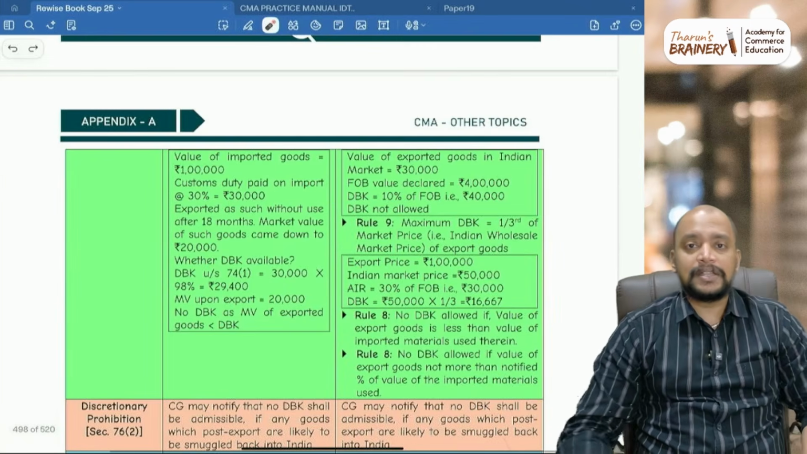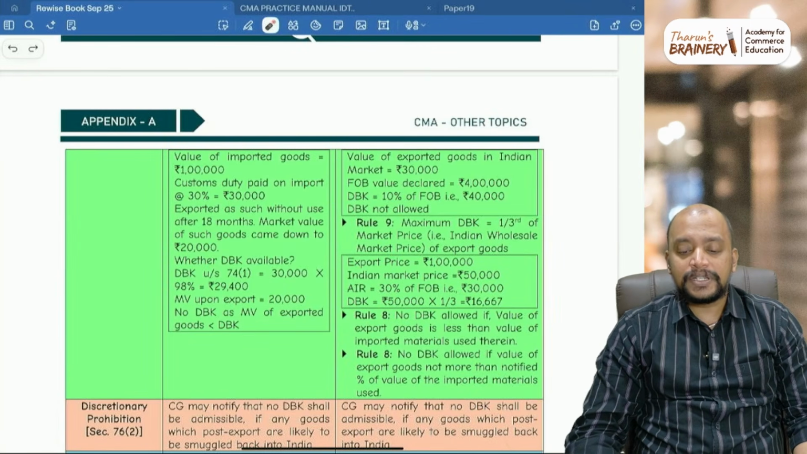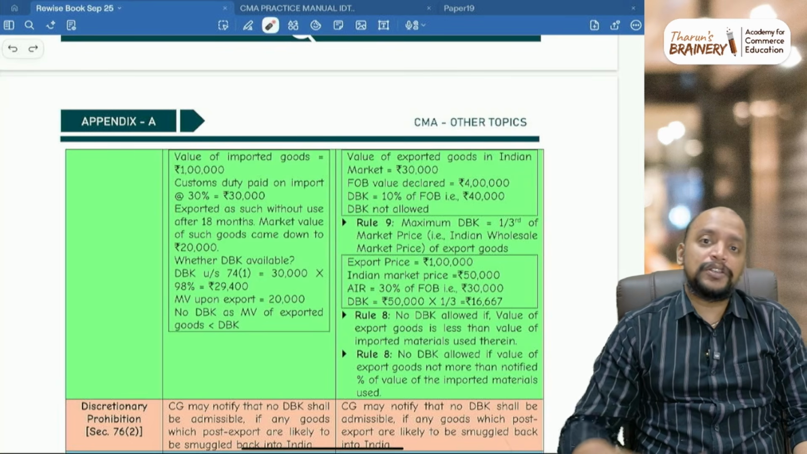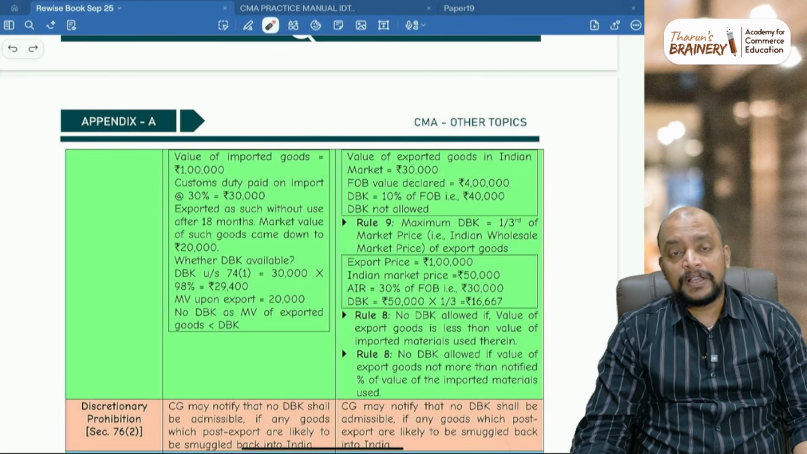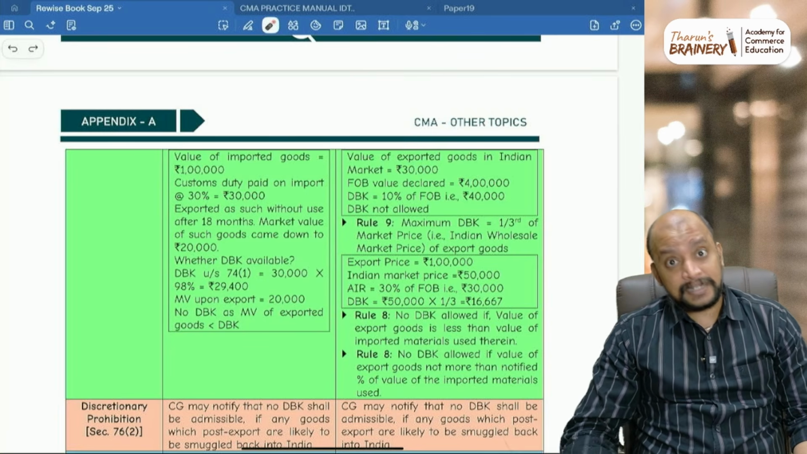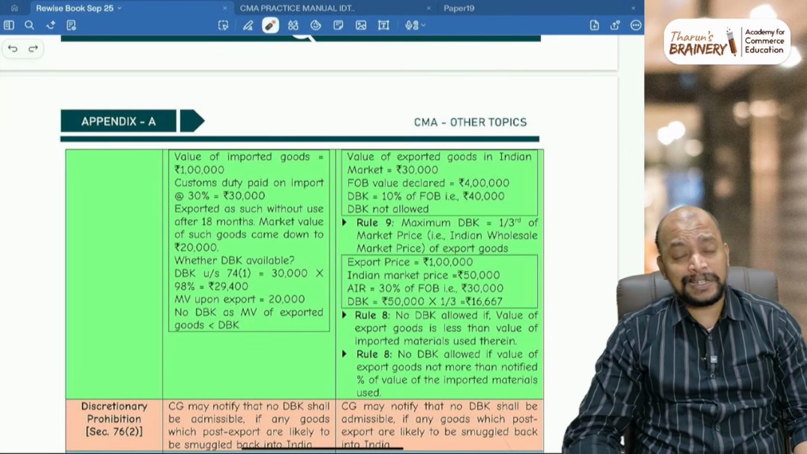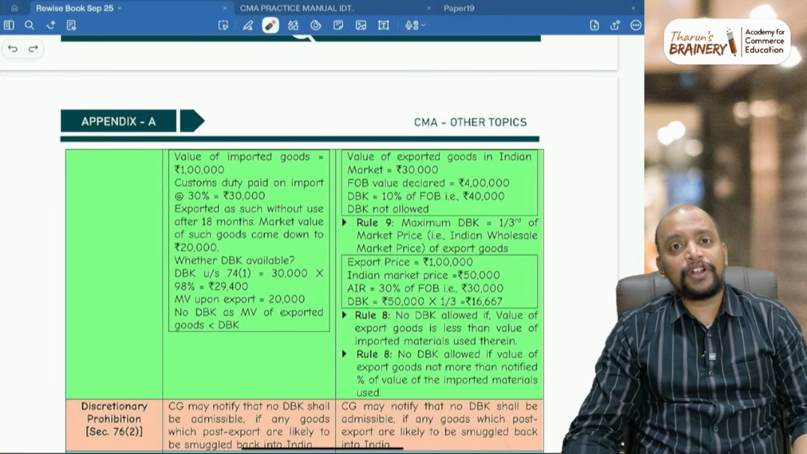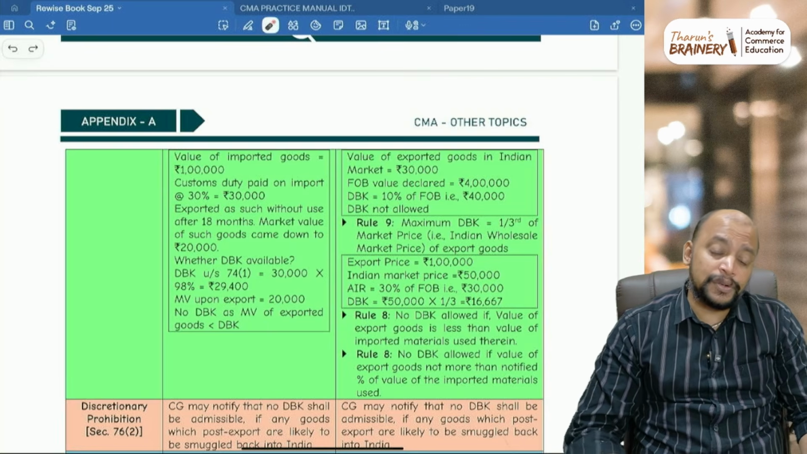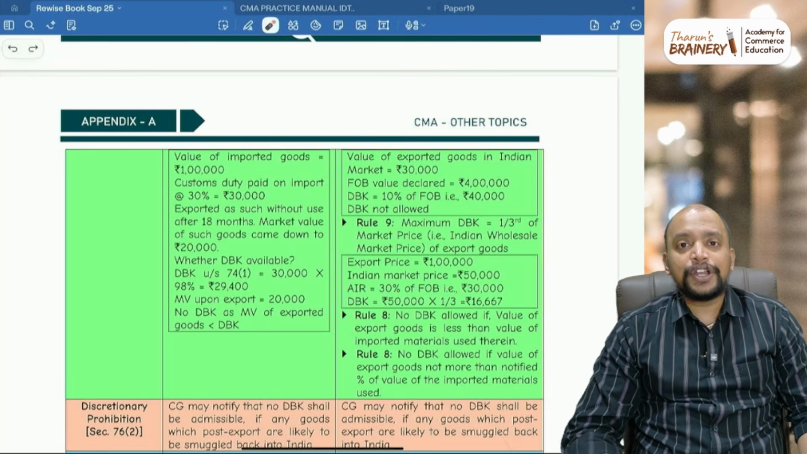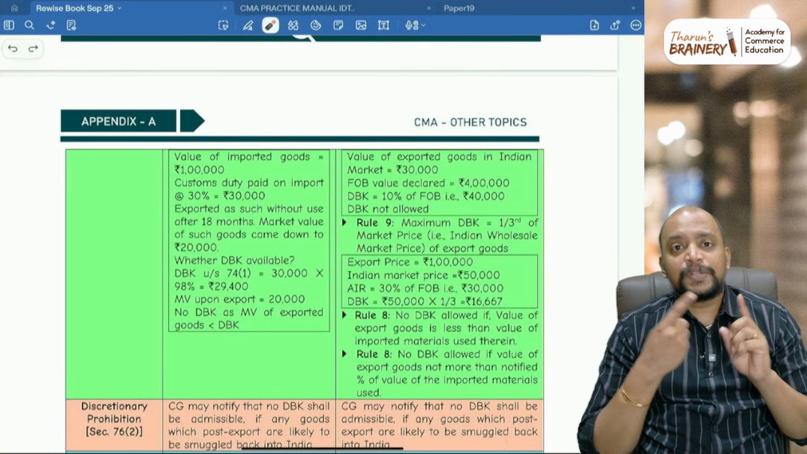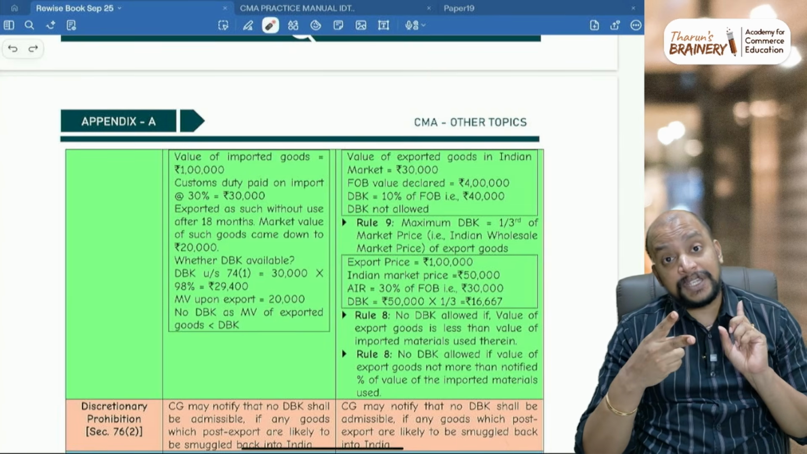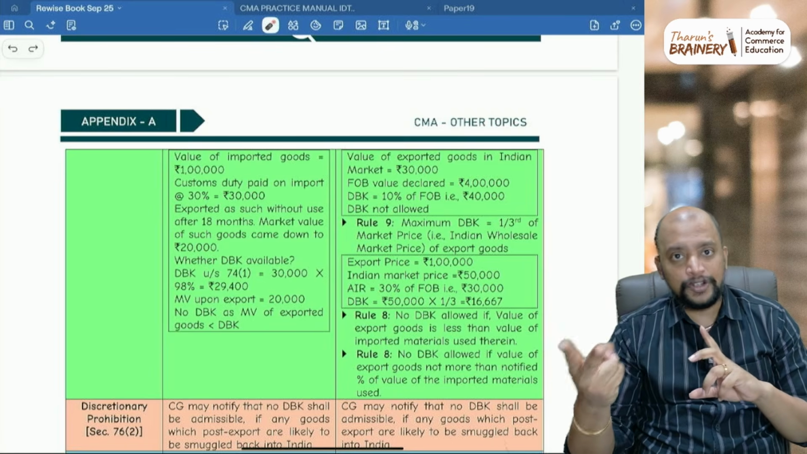For example, say this. Value of exported goods in Indian market is 30,000. But you declared a high FOB value, means you inflated the FOB value. So you declared FOB value as 4 lakhs. 4 lakhs into 10% duty drawback, say duty drawback rate is 10%, 4 lakh into 10%, 40,000. But the market value of that goods is only 30,000. So therefore, duty drawback is not allowed. First prohibition, duty drawback less than 50. Second prohibition, market value of the exported goods is less than the amount of duty drawback.